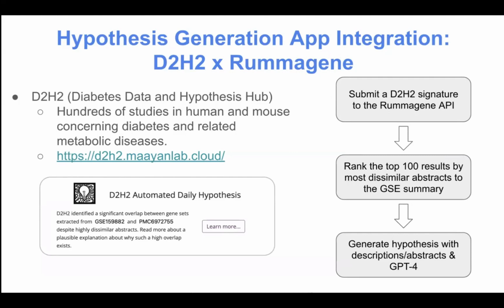And one of the features that we implemented on this site, because it's very focused on hypothesis generation, is this daily automated hypothesis. We take a differential gene expression signature from one of these studies that we have on D2H2, and then we submit it to Rumagene through its API, and we get the top 100 results. Then we rank them by abstract similarity, take the most dissimilar result, and create a hypothesis with GPT-4.